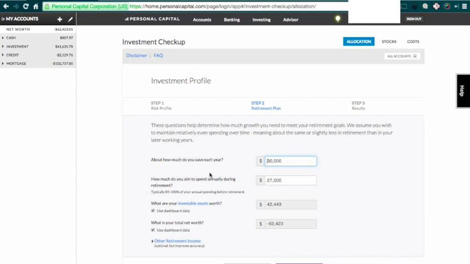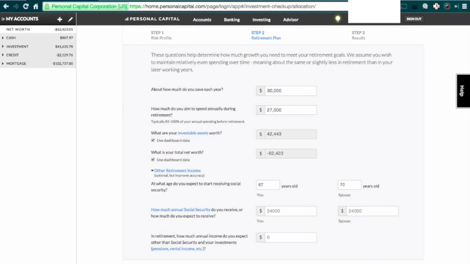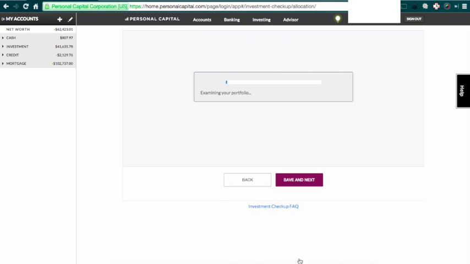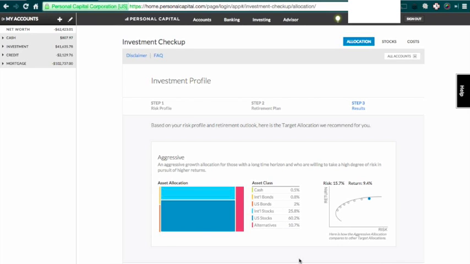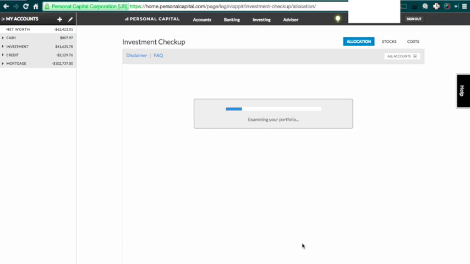how much you hope to spend during retirement, and you can tell Personal Capital what your investable assets are worth, or you can have it use the dashboard data that you have, and you also tell it your net worth. So you plug in those numbers, and then if you want to enter other retirement income, such as Social Security check, or a pension, or rent from an investment property, you can go ahead and enter that below. You can pick the Save button, and then it will examine your portfolio, talk about what your asset allocation is, and give you a target asset allocation so that you'll be able to meet the goals that you defined in step 2 within the bounds of your risk profile that you defined in step 1.